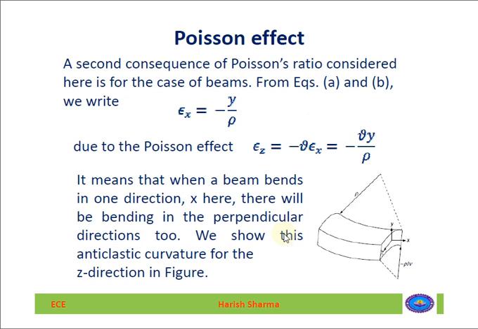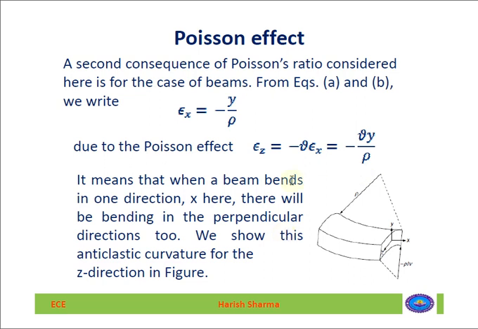The second consequence of the Poisson ratio considered here is for the case of a beam. What will be the effect in the beam? We write this equation: epsilon x equals minus y upon rho. We have already calculated that the maximum value of epsilon x is minus c upon rho, where rho is the radius of curvature. Due to the Poisson effect, we can write epsilon z, that is minus mu epsilon x, equal to minus mu into y upon rho. This is the change in the y direction.